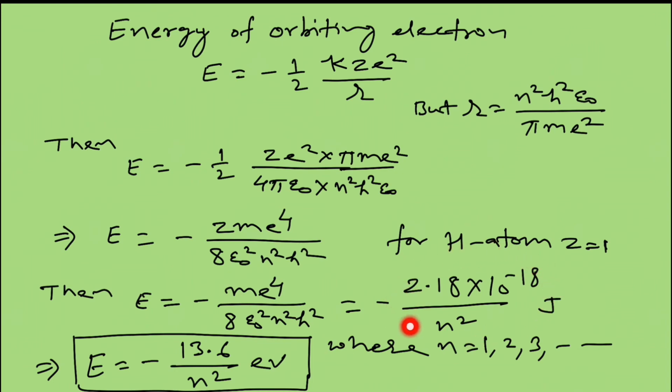To convert this into electron volt, we have to divide by 1.6 into 10 power minus 19, and after simplifying mathematically, we get E is equal to minus 13.6 upon n square. So, this is the formula for energy if we combine Rutherford atomic model and Bohr atomic model. Here also we can replace for n is equal to 1, 2, 3, 4 and other higher numbers. So, we will just see the energies of certain lower levels in this last part of this video lecture.